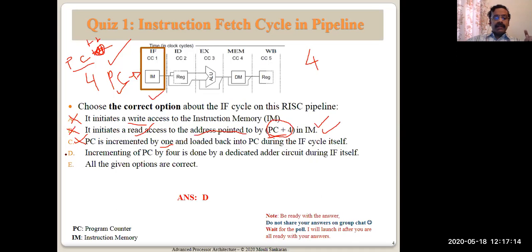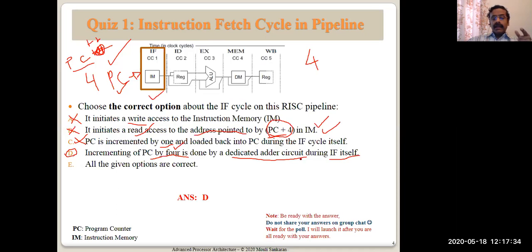Now what is D saying? Incrementing of PC by 4 is done by a dedicated adder circuit during IF itself. See, I mentioned it. Some of you might have noticed it. So at least 3 people were aware of it. Increment by 4 is correct.